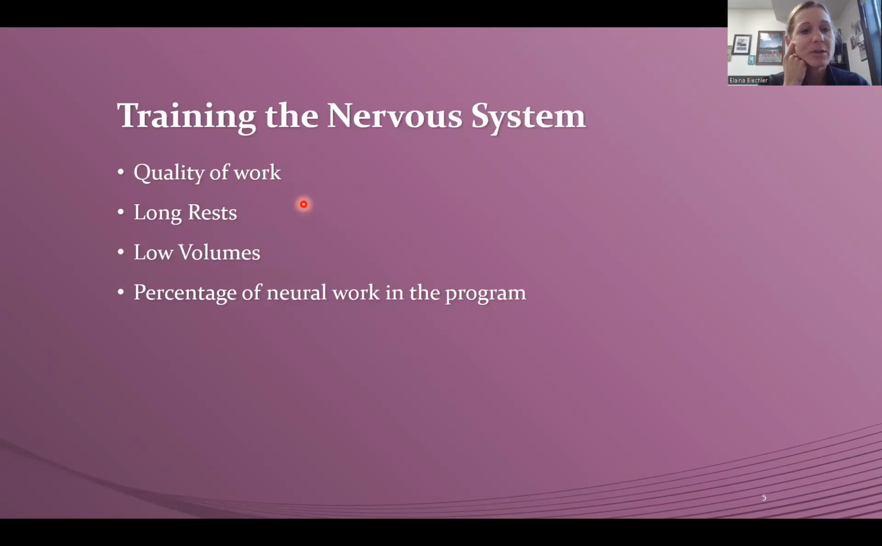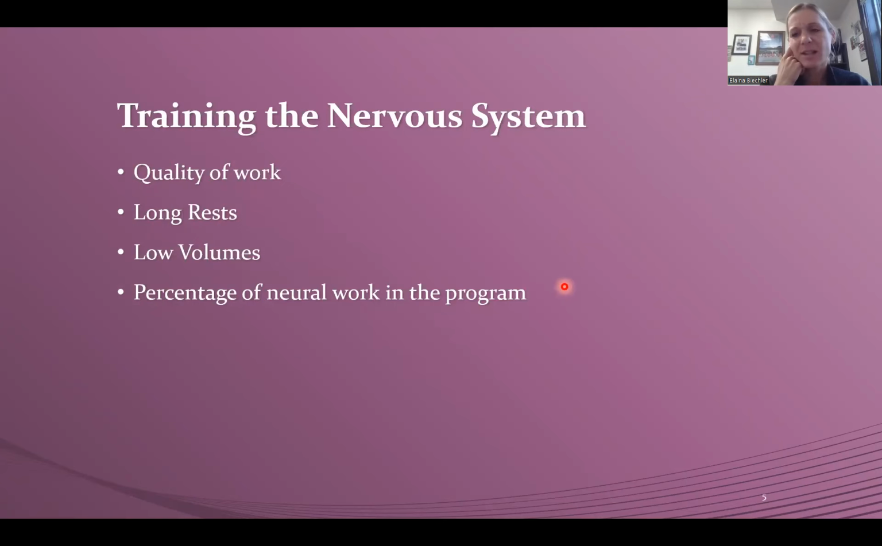So when we think about training the nervous system, what does this look like? We really want to have quality work. We want to be working at close to maximal capacity with long rest periods. We might have 5-7 minutes between some of these things, and low volume as well. This concept of less is more is really important here. And then we want to understand what our percentage of neural work is within the program.